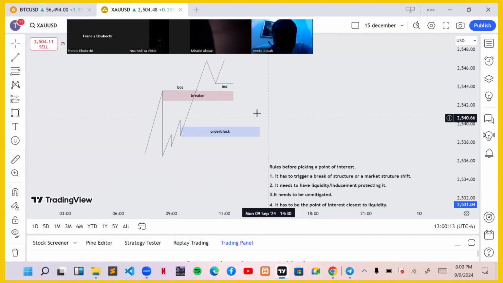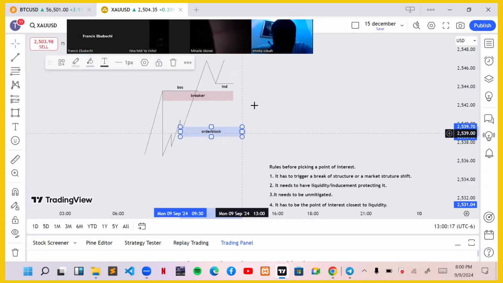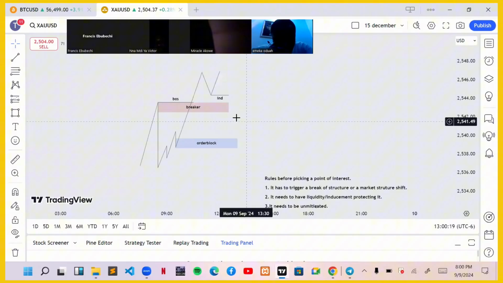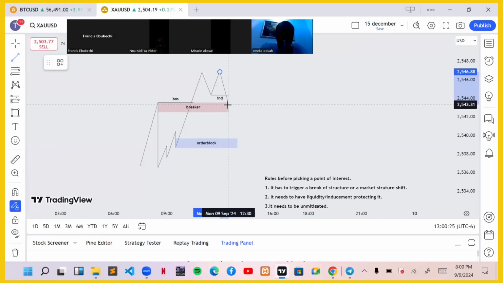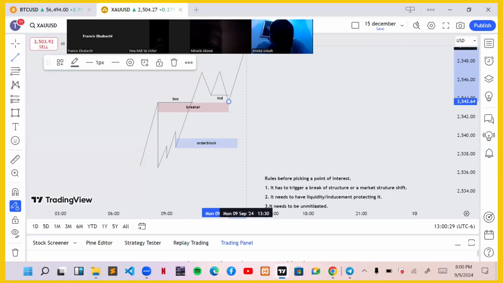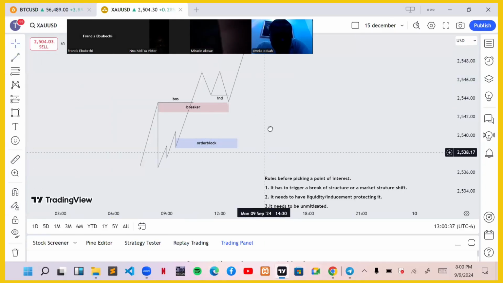But the fourth rule says it has to be the point of interest closest to liquidity. If you pay attention to here, the breaker block is a point of interest. The order block is also a point of interest. But the point of interest closest to liquidity is the breaker. That is why when the market comes here to eventually sweep this inducement, it will not buy from this order block. It will buy from the breaker block. Why? Because the breaker block is the point of interest closest to liquidity, and it matches all four rules in picking a point of interest.